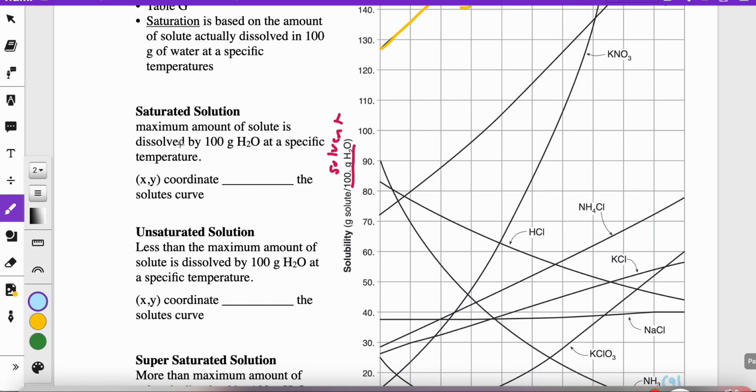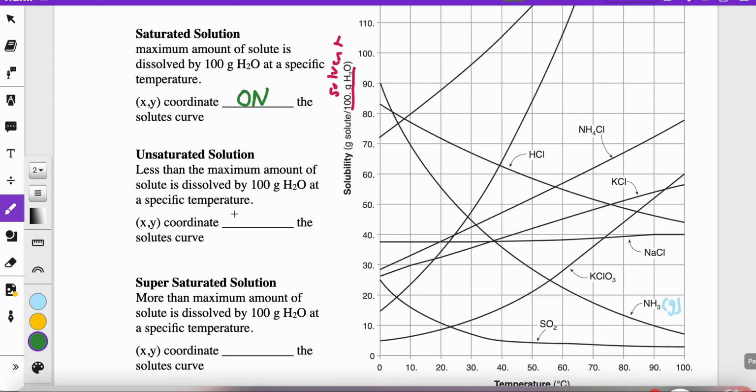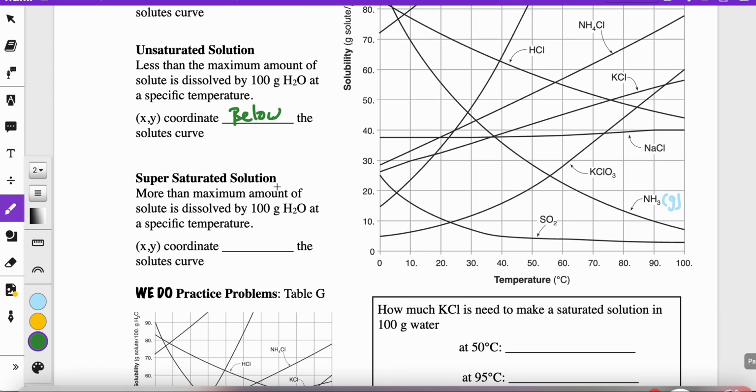A saturated solution has the perfect amount of solute dissolved in the 100 grams of water at that temperature. The way you know a solution is saturated is that the XY coordinate, the data point, when you put it on the graph, lands right on the solute's curve. If the XY coordinate is below the solute's curve, we describe it as an unsaturated solution. And then we have something called a supersaturated solution. This is typically used in candy making. This is when the XY coordinate is above the solute's curve. It's more than the maximum amount of solute that is dissolved by the water.